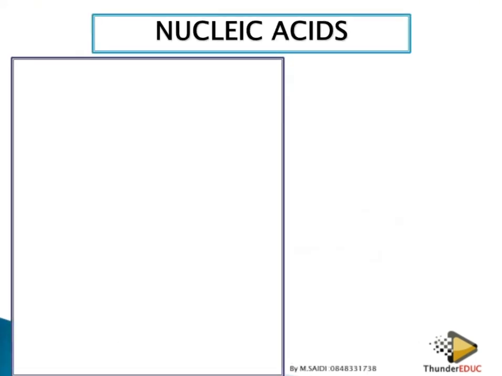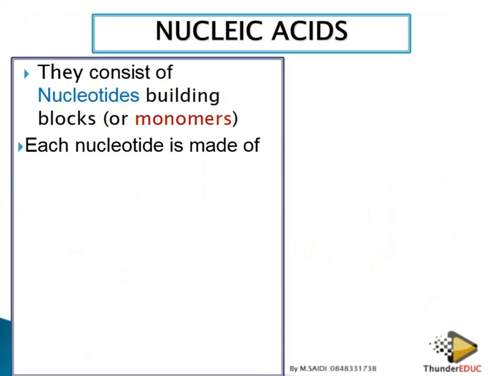First, we have to talk about nucleic acids. And these nucleic acids consist of nucleotides. Remember, in grade 10, we spoke about organic compounds, and one of the organic compounds we spoke about was nucleic acids. We say they consist of nucleotides, which are also referred to as building blocks or monomers, meaning that all the nucleic acids are made up of many nucleotides held together. That's when they are referred to as building blocks or monomers.